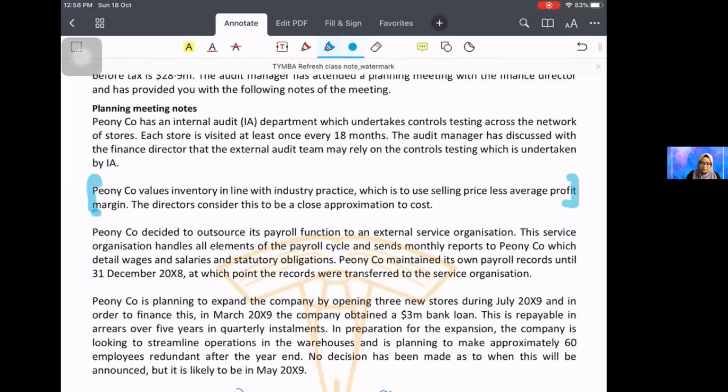Okay, so in the 3rd paragraph, you see that PINI values inventory in line with industry practice. Okay, later I come back to Nadia. Let's look at this question for a moment. PINI values inventory in line with industry practice, which is to use selling price less average profit margin. Okay, the first thing we want to highlight is that we are talking about inventory. So you know you learned inventory, you learned IAS 2. So in IAS 2, they say that inventory must be valued using lower of cost or NRV. However, in the question they have mentioned PINI did not use lower of cost or NRV, but instead they use selling price less average profit margin, which is in line with the industry practice. So my question is, is PINI wrong to use this selling price less average profit margin, or should they use lower of cost or NRV?